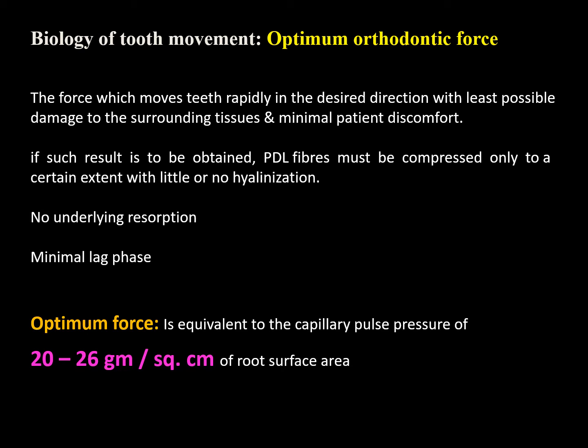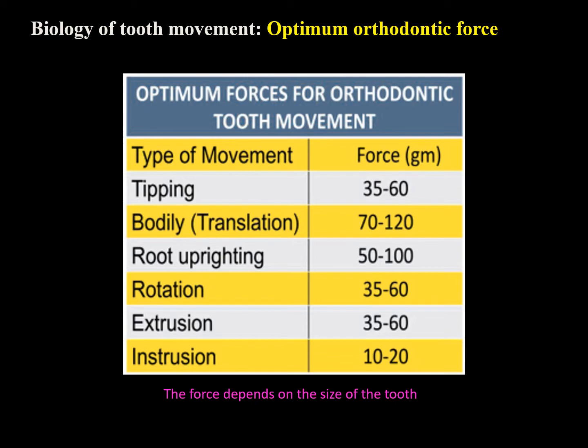However, what you need to know is that optimum orthodontic force should not result in huge areas of hyalinization. Avoiding that will enable faster tooth movement. Also, you should avoid undermining resorption, and there should be a minimal lag phase. We shall go into the details of all these in the coming slides. So here is a table which you can remember: how much force is needed to move teeth, and how much force is needed to cause different kinds of tooth movement.